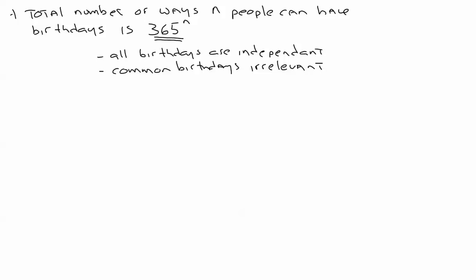Okay, this is just simply the total number of ways that a group of n people can have birthdays: 365 raised to the n. Everybody's got an independent birthday. Common birthdays are allowed, and the group of n people may or may not have common birthdays. That's irrelevant at this point. All right.